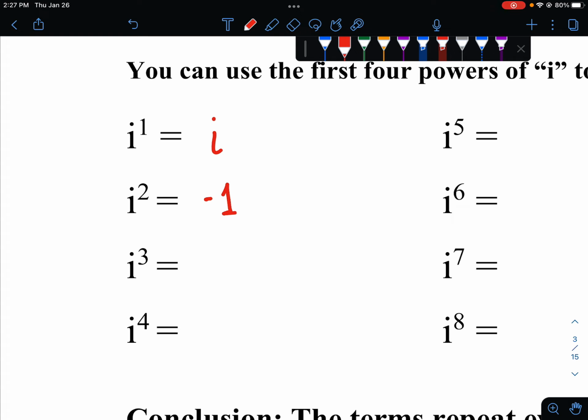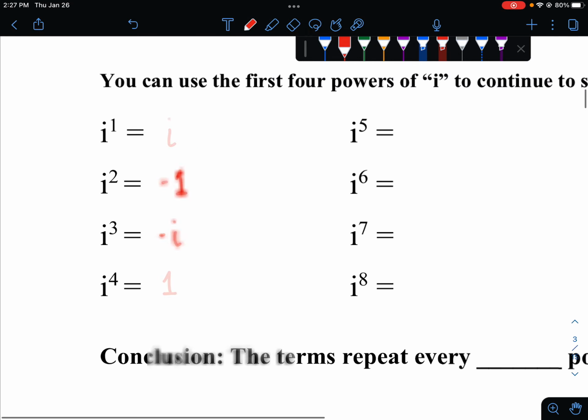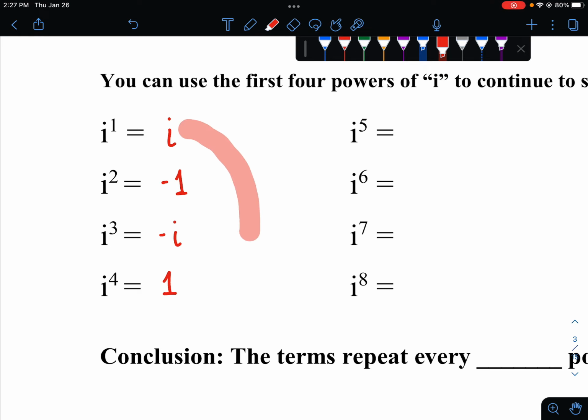If you multiply those two together, you'll get negative i, which is i to the third. And then i to the fourth can be thought of as i squared times i squared, which would be positive 1. And then these are just going to keep repeating. So when I do, for example, i to the first times i to the fourth would give me i to the fifth. That's 1 times i.